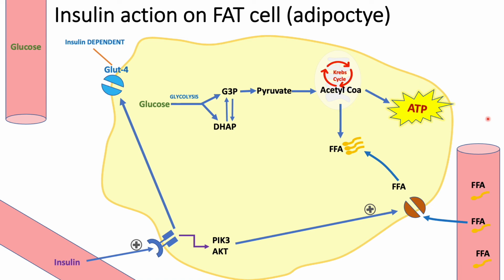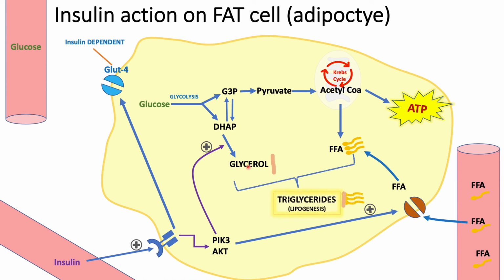So from here, let's take a look back on these secondary messengers. These will also have an impact on this reaction here with DHAP and help in the formation of glycerol. When we take 3 fatty acids plus a glycerol, what does that make? It makes a triglyceride or fat. So we're also getting lipogenesis here as well.